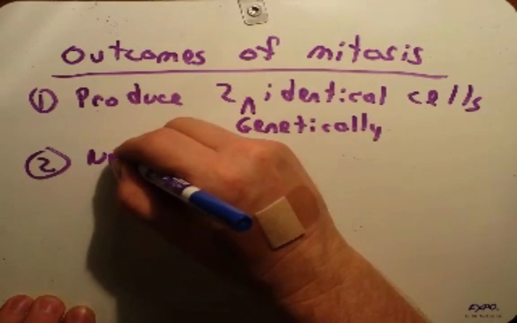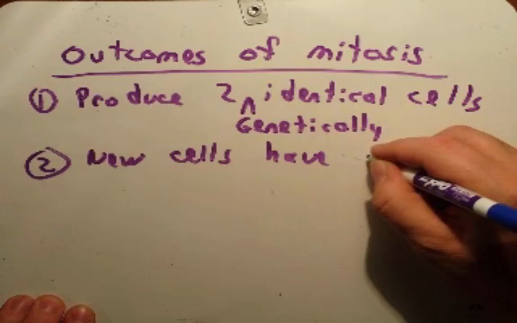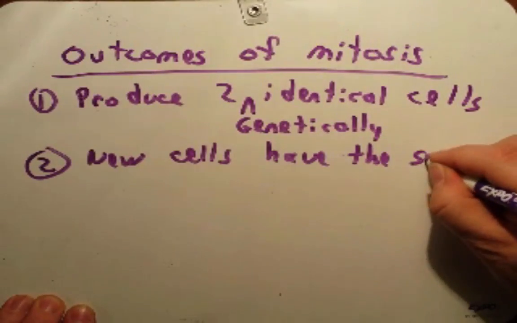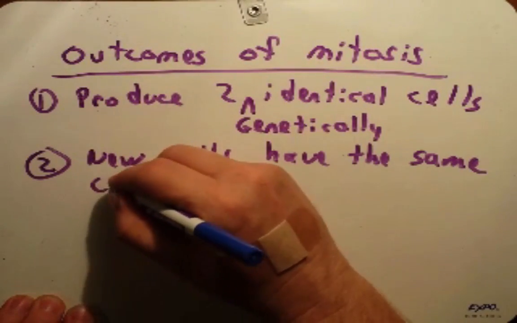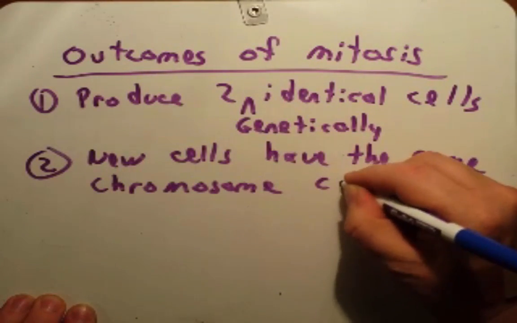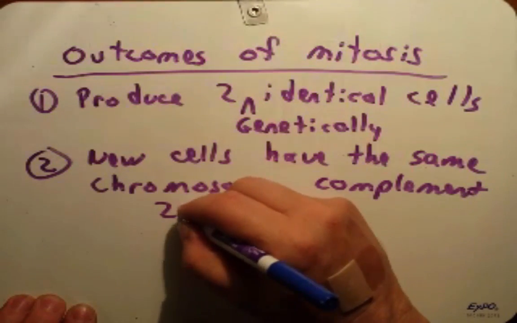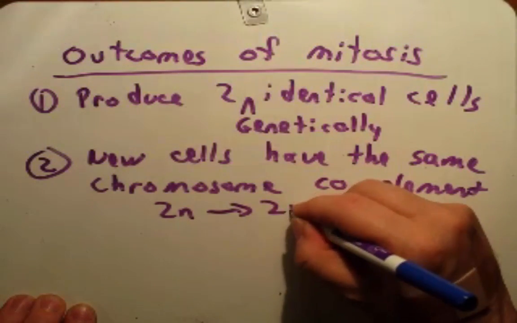New cells have the same chromosome complement. So you go from a diploid to a diploid.